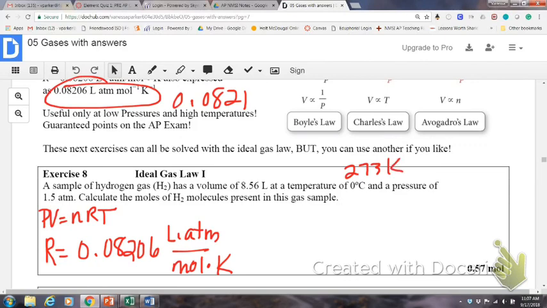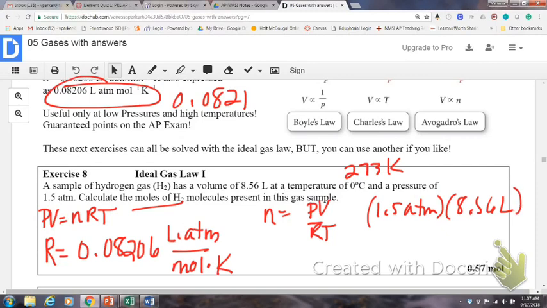So we're solving for moles. So it's going to be PV over RT. So 1.5 atmospheres, volume of 8.56, divided by 0.0826.